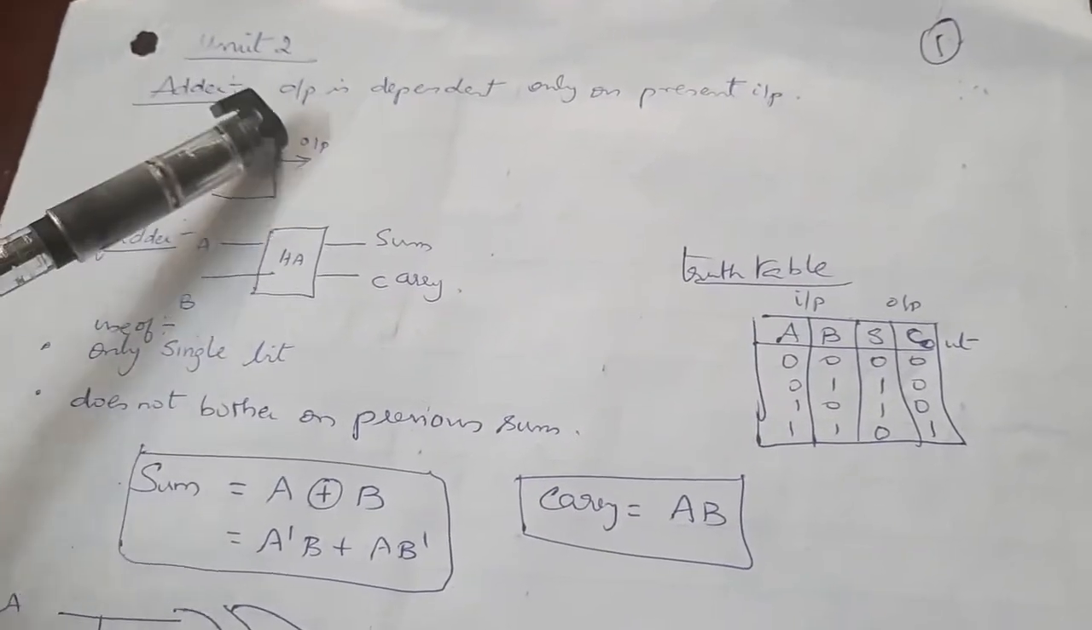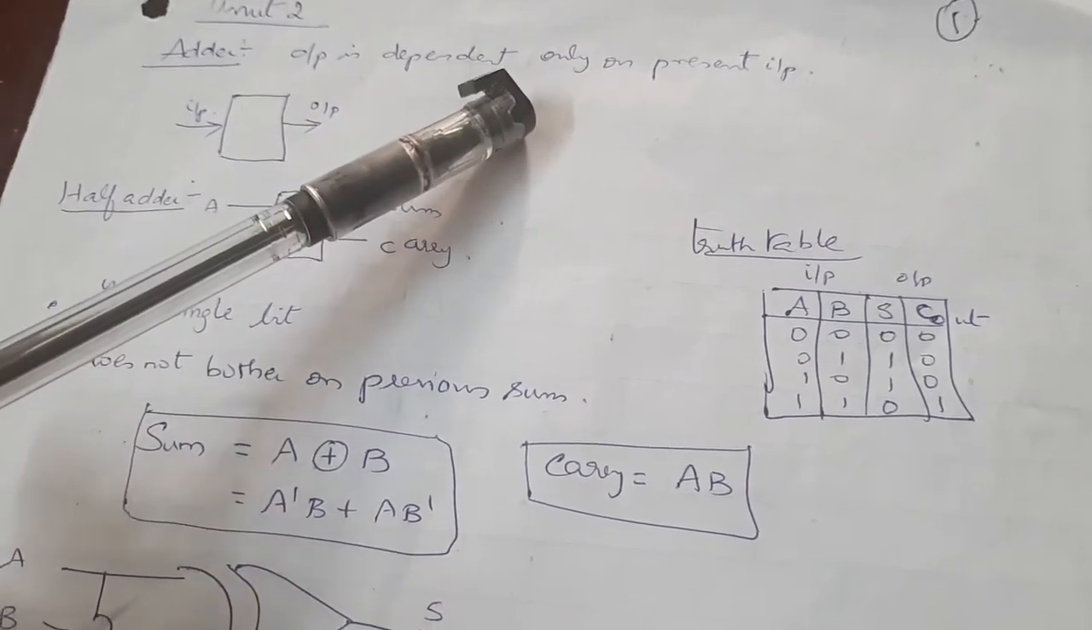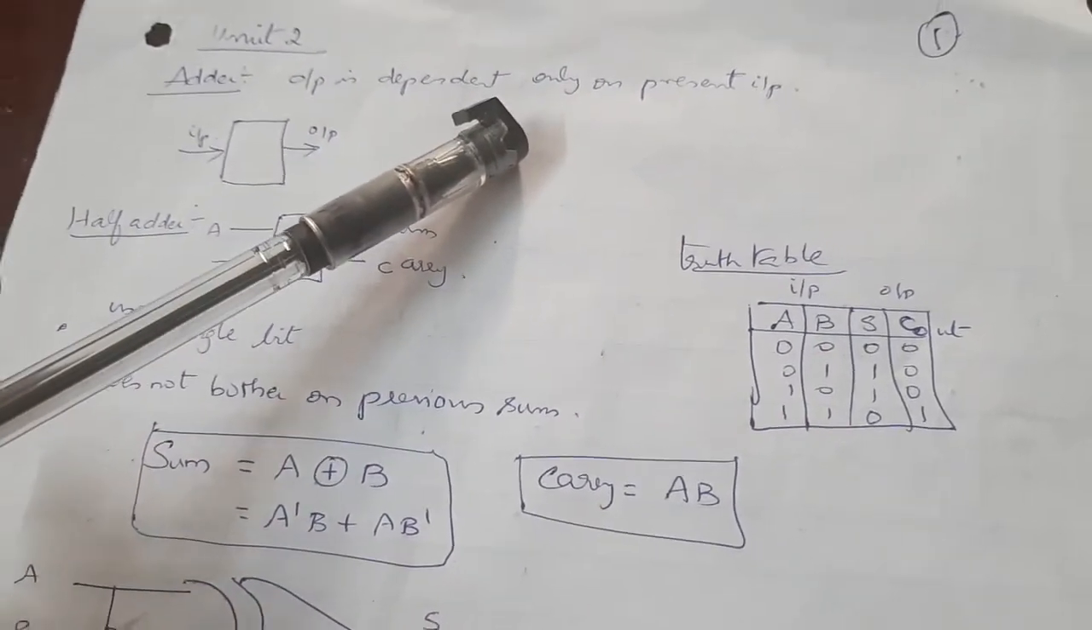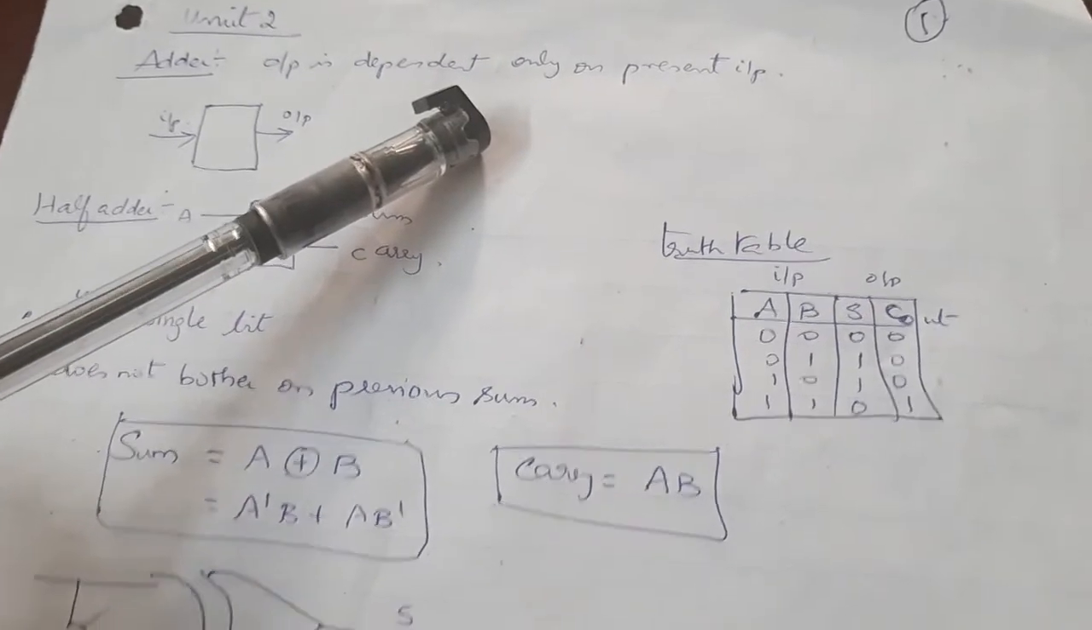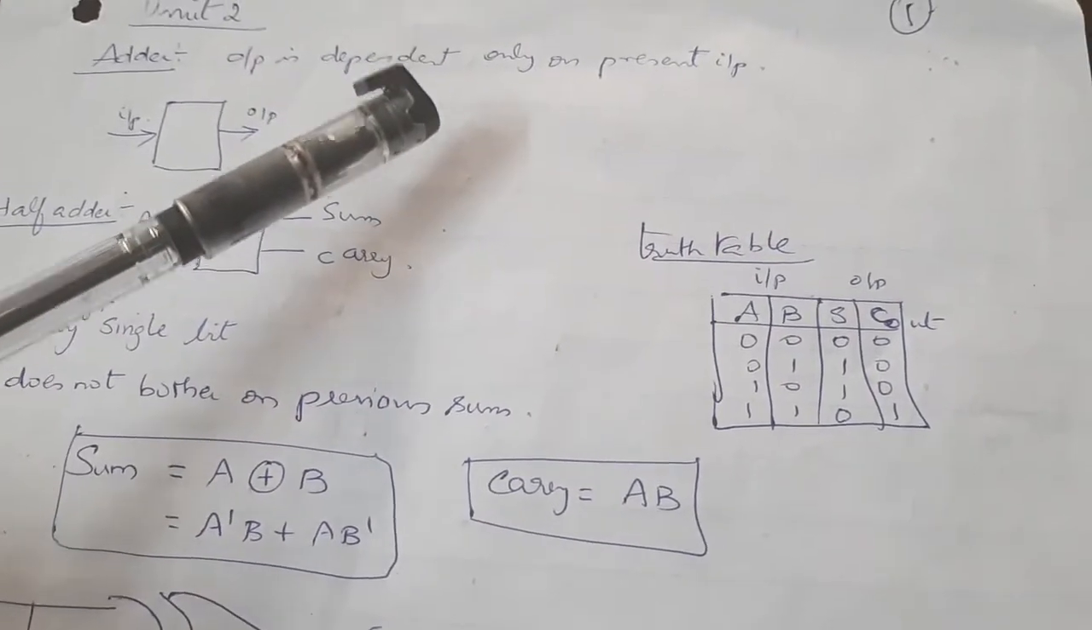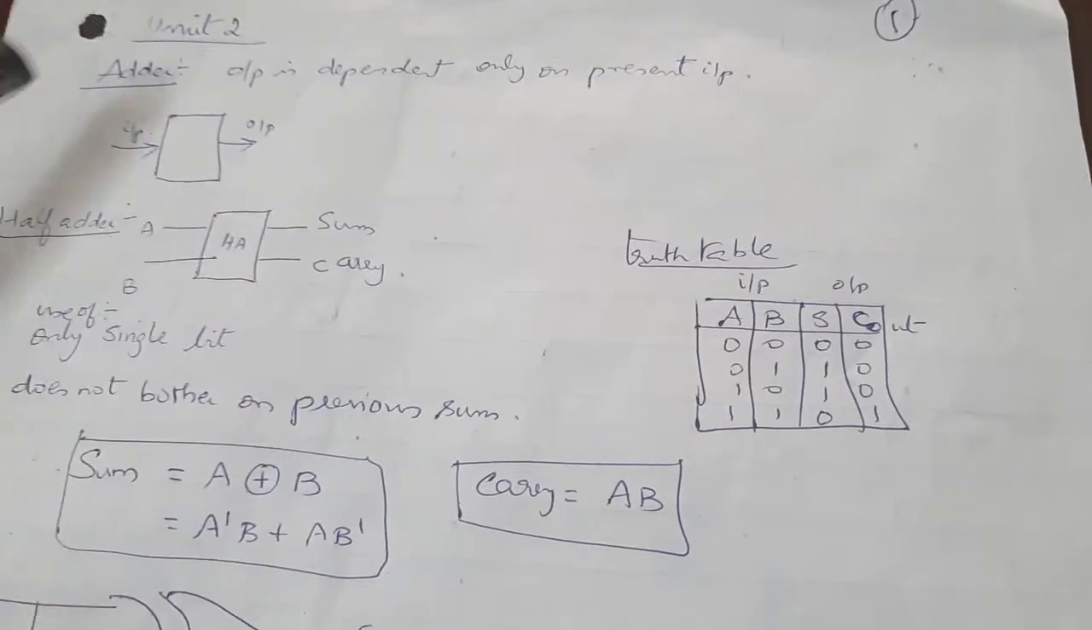circuit. Output depends only on the present input. So it is not worried about what your previous condition was and what your future condition will be. What is the input at that moment? It will produce an output. Okay, so input, output. This is a combinational circuit.